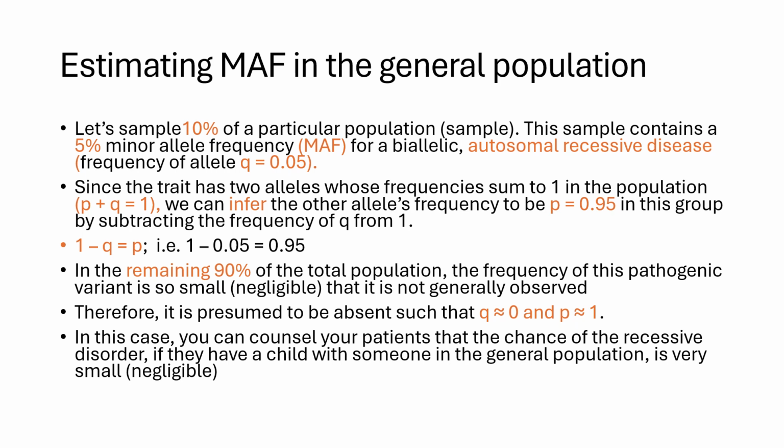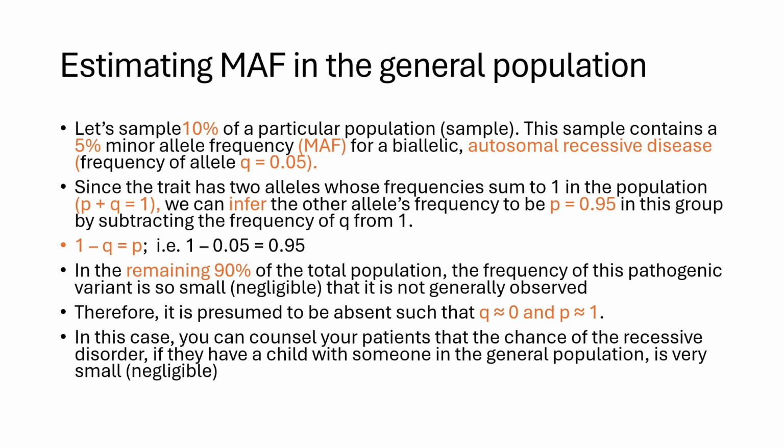And 5% of the alleles in this sample is the minor allele. So the frequency of the allele Q is 0.05, because it's 5% minor allele frequency. Now, since the trait has two alleles, whose frequencies sum to 1, you know that we've got a P allele and a Q allele. So in a complete population, if you take all of the P alleles and all of the Q alleles and add them up, it'll be 100%. In other words, P plus Q equals 1.